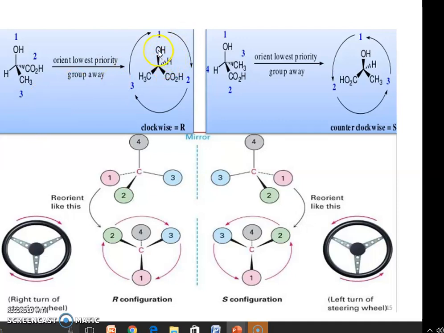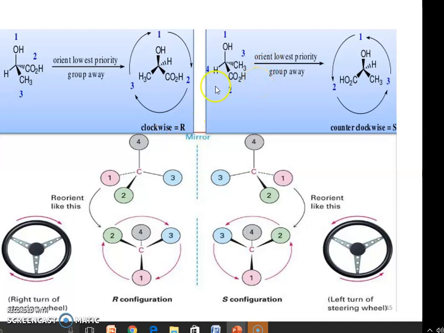Now this is the first one, it is not going to change its position. Next, the second one is CH3 after the first interchange. Third, after the second exchange, CO2H will come here. So it is clockwise. 1, 2, 3. 1, 2, 3. So the arrangement is clockwise, and it is given as R.